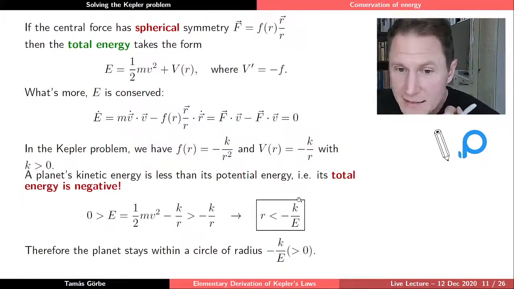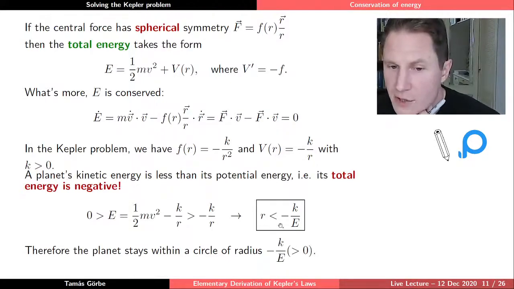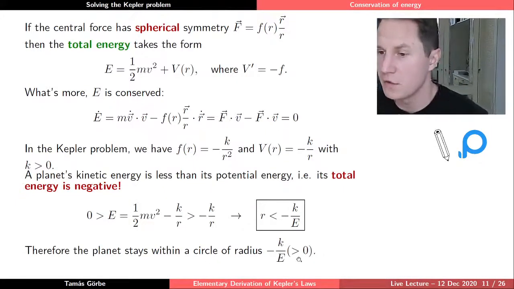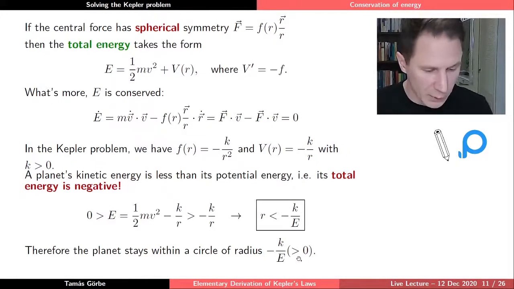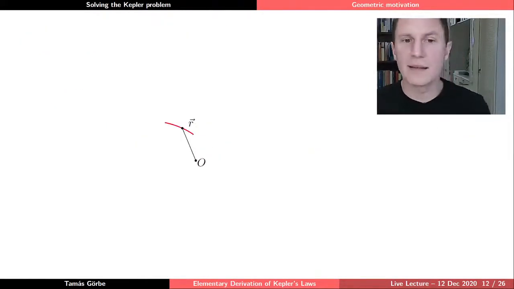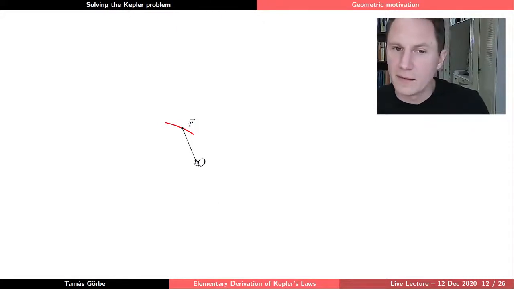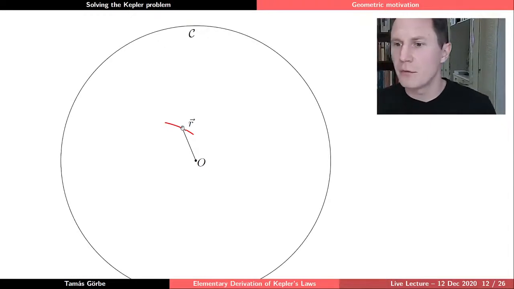But what it tells us effectively is that r can never be larger than this fixed constant minus k over E, meaning that the planet will stay within a circle of radius minus k over E. So again, that's a positive number. Okay, so what we have seen here is that if we look at the sun in the origin and the planet moving around it, it will never escape from this circle of radius minus k over E.